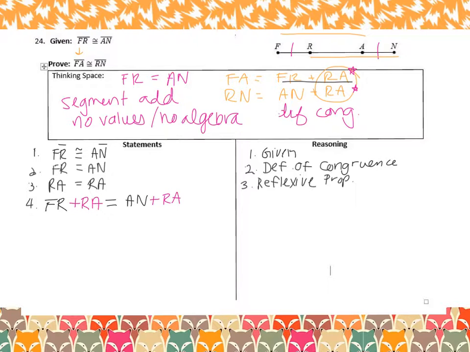This is why in the last statement I wanted you to say that RA equals RA, because we're using it twice now. What is it that allows us to add the same thing to both sides? That is our addition property. So addition property of equality, or just addition property. All right, now if we think about this, we've added the same thing to both sides. Over here in our thinking space, we said that when we add FR and RA, we get this length FA. And hopefully we recall that that's the segment addition postulate that lets us add segment FR to segment RA.